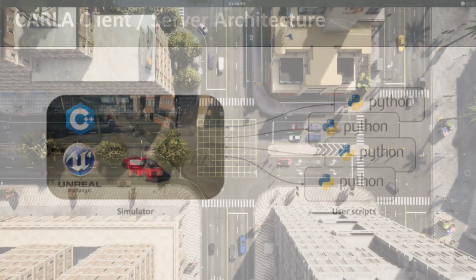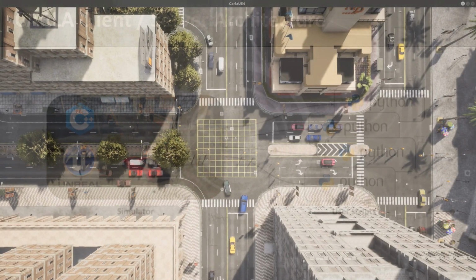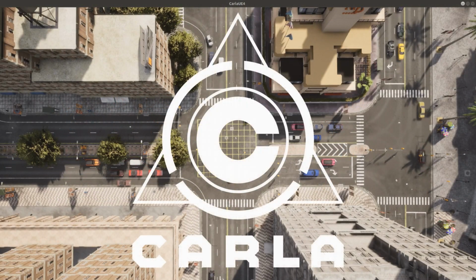Today I'm going to show you how to get started with the CARLA simulator and its Python API. I'll show you how to set up the simulator, include some vehicles, and then control them with the traffic manager, then record some training data using a virtual camera.